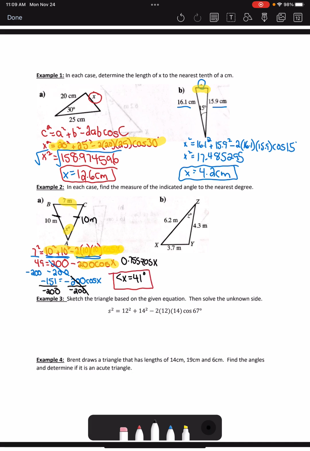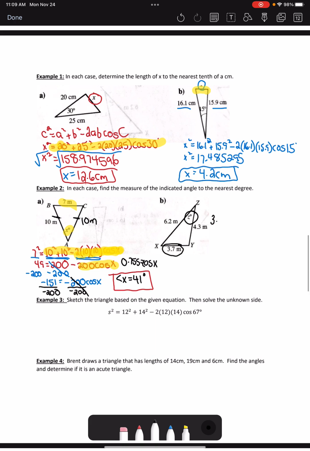All right, let's go ahead and try the next one. So this time, notice how 3.7 is opposite to the angle I'm trying to find, so it should be my c value. So now when I write this out, I have 3.7 squared equals 6.2, again, a and b can be in either order, plus 4.3 squared minus 2 bracket 6.2 bracket 4.3 cos z.